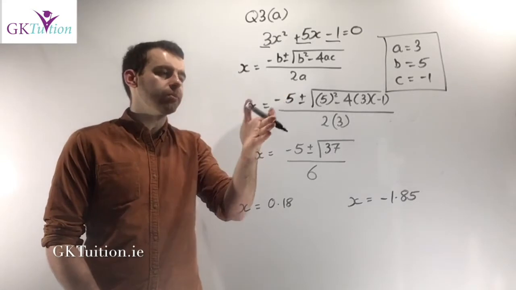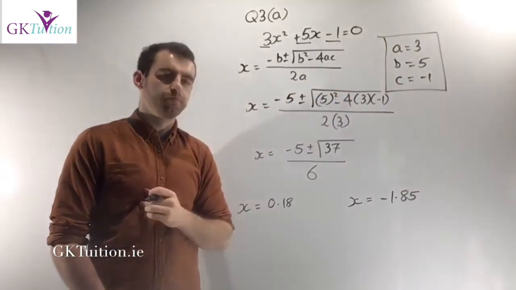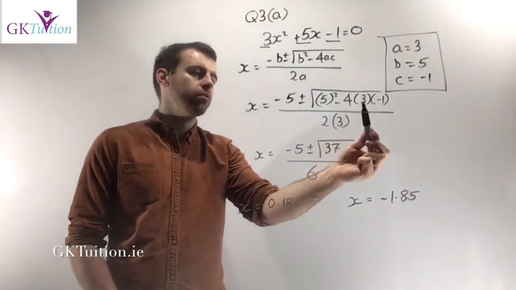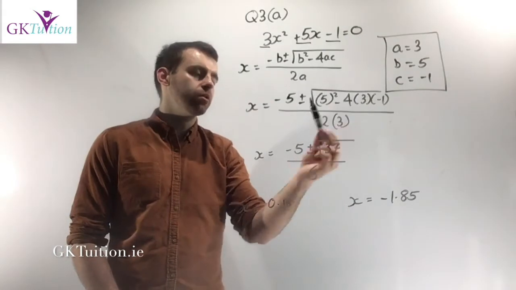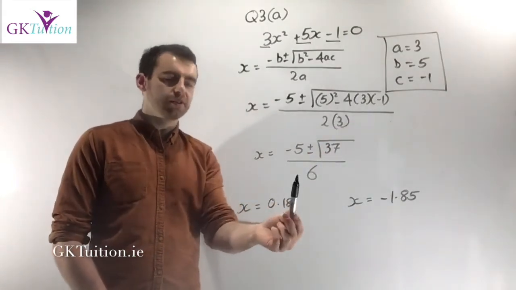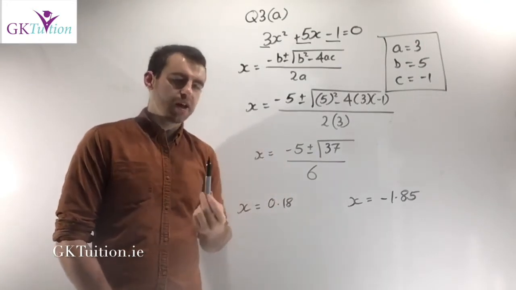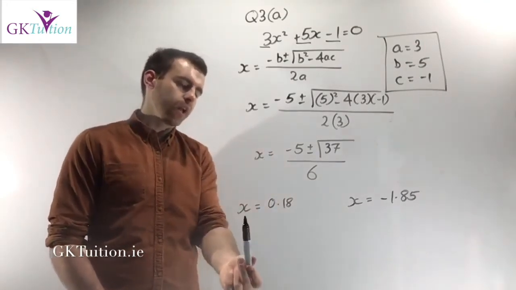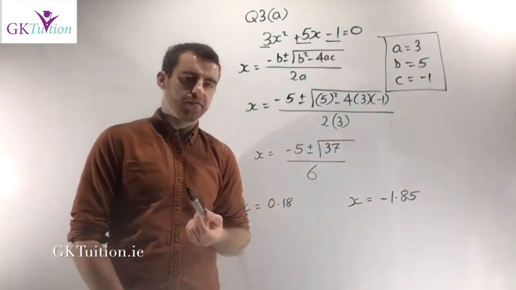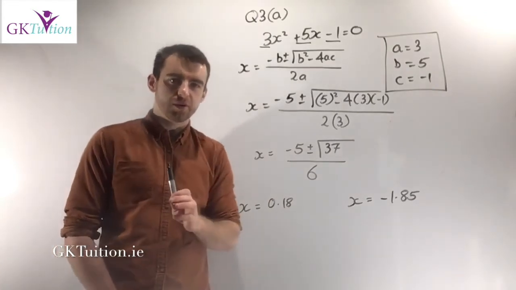So I simply subbed everything into my minus b formula. I subbed in the 5, the 3 and the minus 1. I then simplified everything in the square root, all of the numbers in the square root. If I plug those numbers into my calculator, I get 37. And at that stage, I can just plug this into my calculator, in one case taking the plus and in the other case taking the minus. And if you do that, your two answers work out as x equals 0.18 or x equals minus 1.85. And you have to be accurate there to 2 decimal places because that's what it asked for in the question.